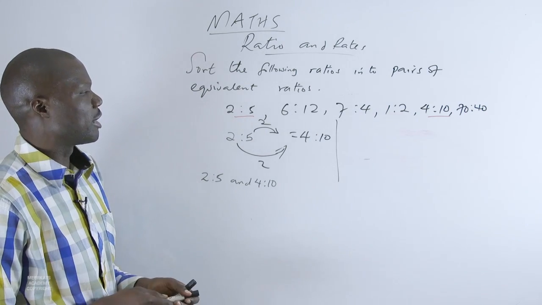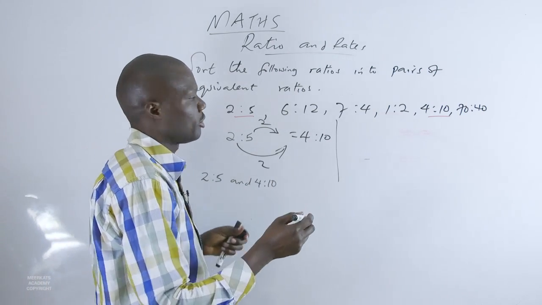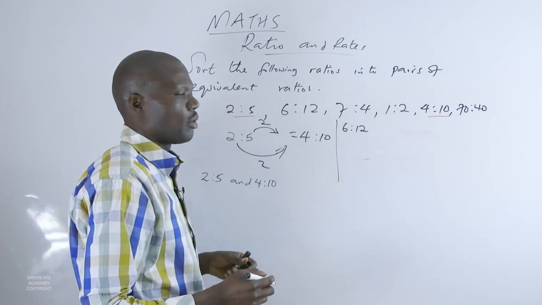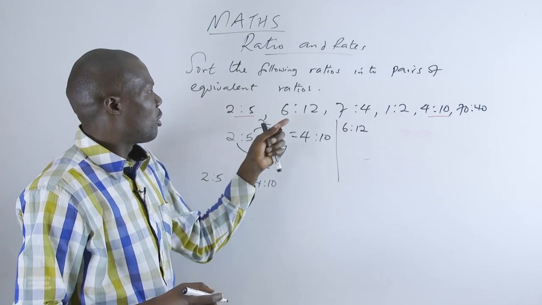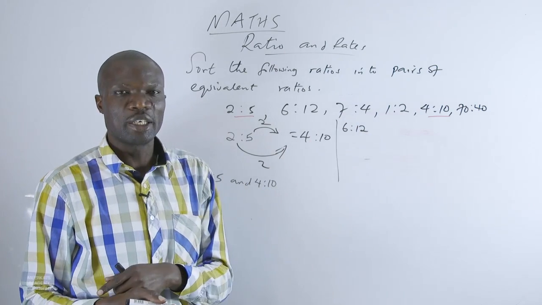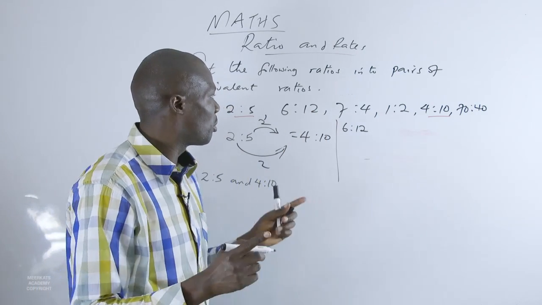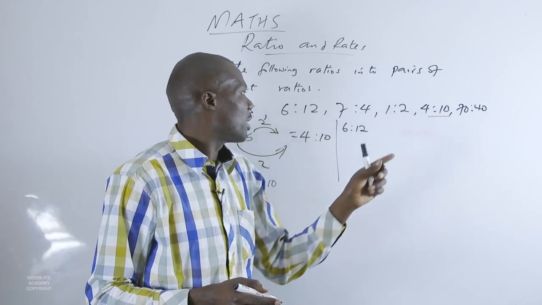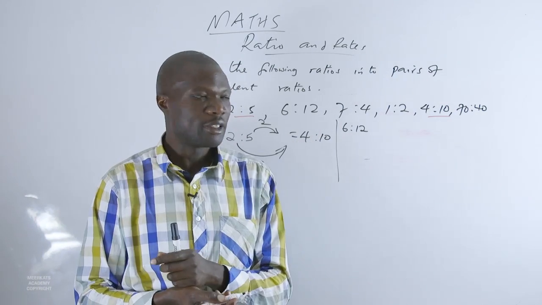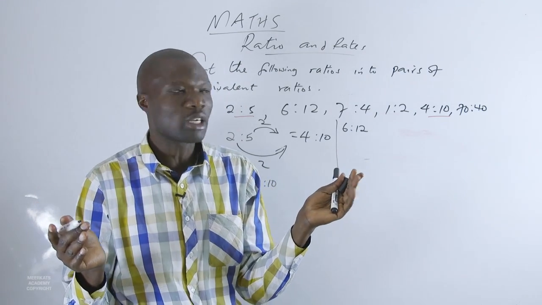Let us look at the second one here, 6 to 12. When you look at 6 to 12, already it disagreed with the first one, so let us look at 6 to 12 and 7 to 4. 7 is none of the multiples of 6. We brush it out. This one and that. 6 is small, 12 is large, 1 is small, 2 is large. So let us look at the division and see whether it works.